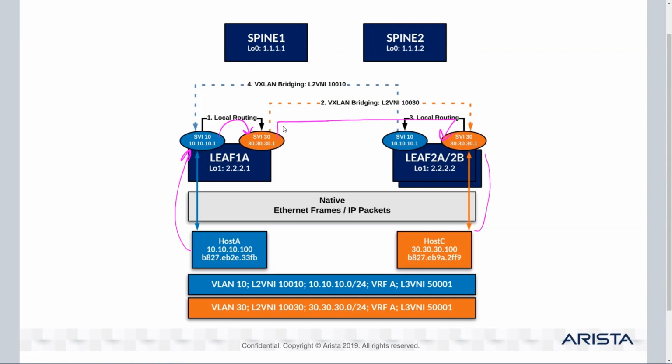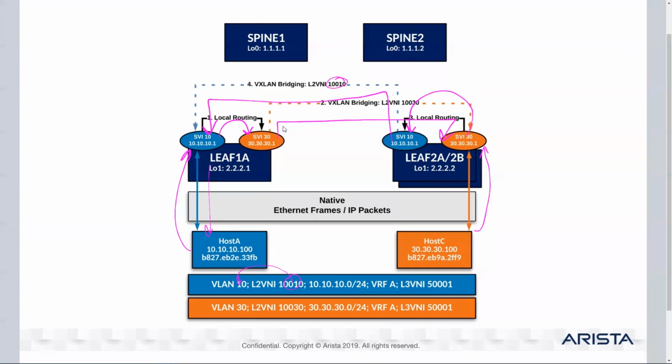Host C replies, it goes to the first hop router, a local routing decision is made into the destination subnet, and then from there, VxLAN bridging is used in the opposite direction, back towards host A. Once leaf1a receives it, it looks at the VNI and says, okay, I have that VNI mapped to this bridge domain, and then it makes the appropriate lookup and forwarding decision in VLAN 10, and then host A gets the reply. So a little bit going on there.